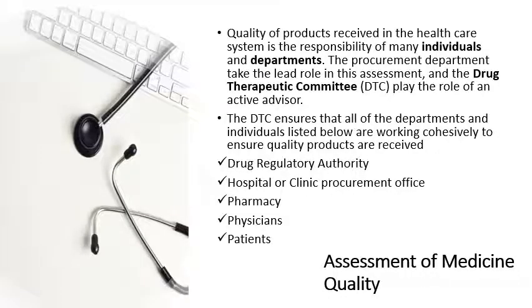The quality of product received in the healthcare system is the responsibility of many individuals. We have the Drug Therapeutic Committee, which plays roles with drug regulatory authorities. The DTC ensures that all departments and individuals listed below are working cohesively, and that the drugs being used are as they are prescribed. This includes the hospital and clinical procurement office, the pharmacist, the physician, and the patient taking the drug, to ensure that quality products are as stated.